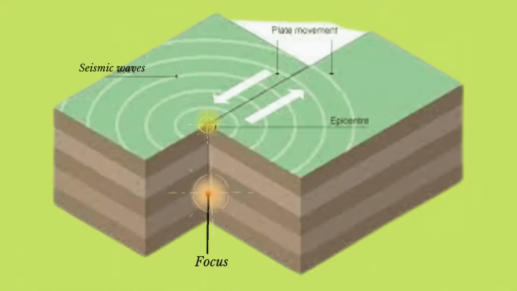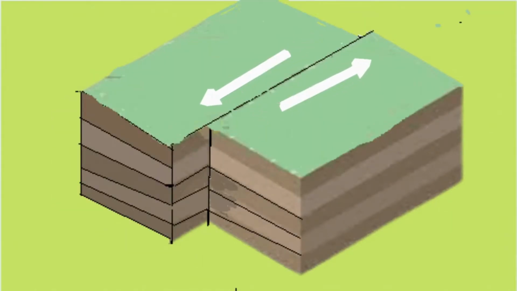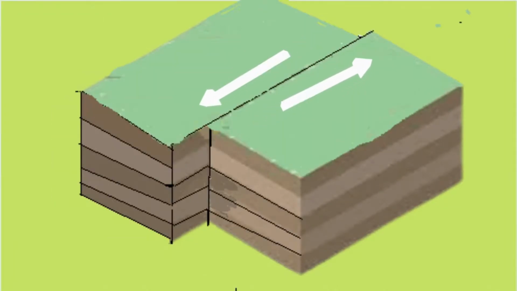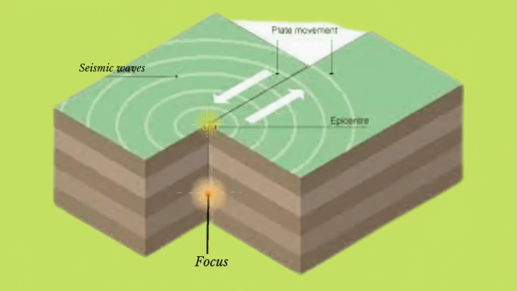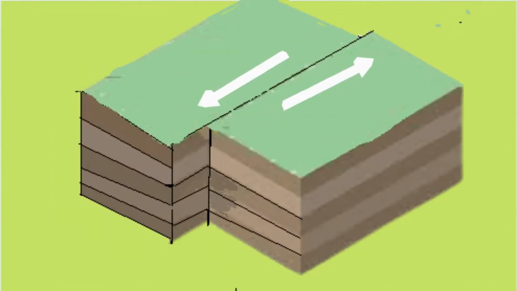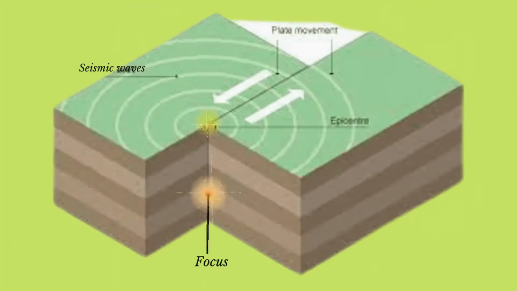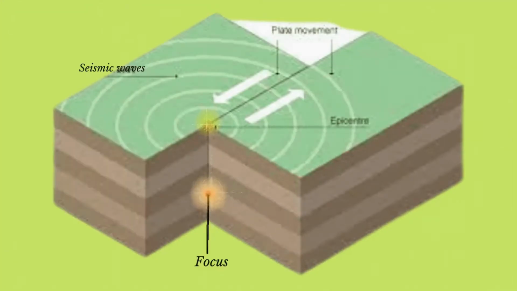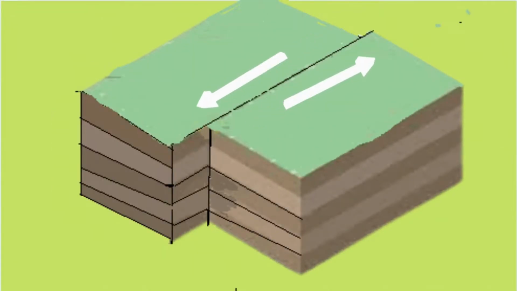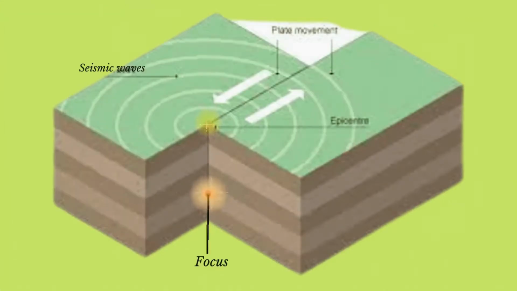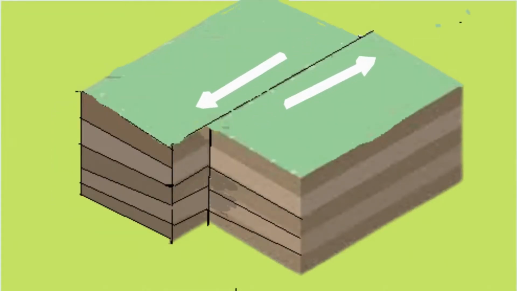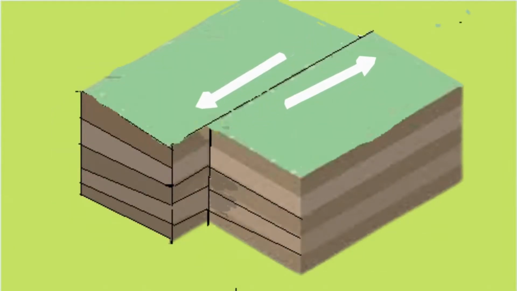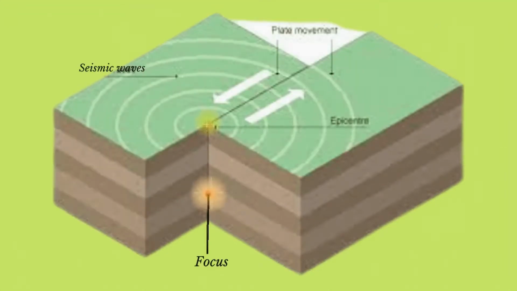An earthquake occurs when pressure builds up along fault lines and is then suddenly released. The point at which the energy is released is called the focus or hypocenter. The energy which is released at the focus travels through the earth as seismic waves and reaches the surface first at the point directly above the focus called the epicenter.